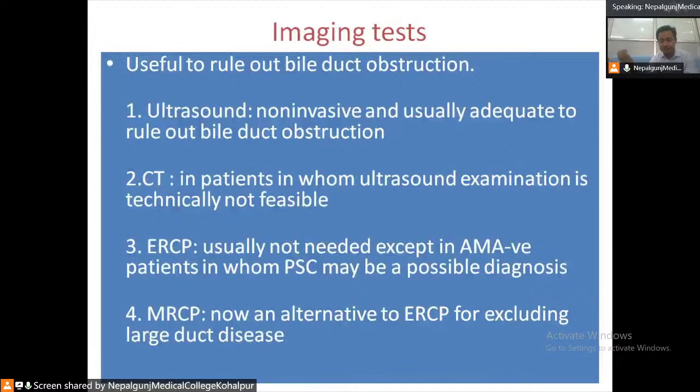MRCP is the MRI of the biliary channel. In some patients with comorbidity who are not fit for ERCP, you can do MRI. These are the investigations, not diagnostic, but to rule out the obstructive lesions.